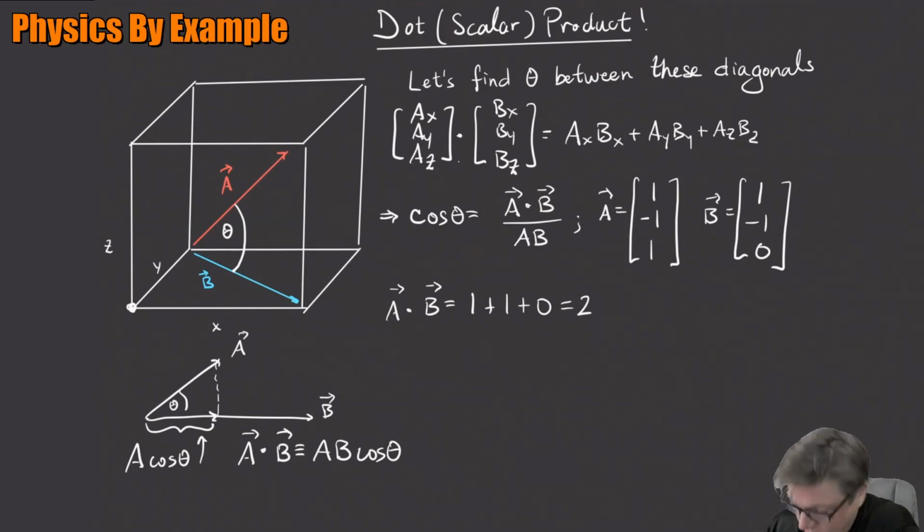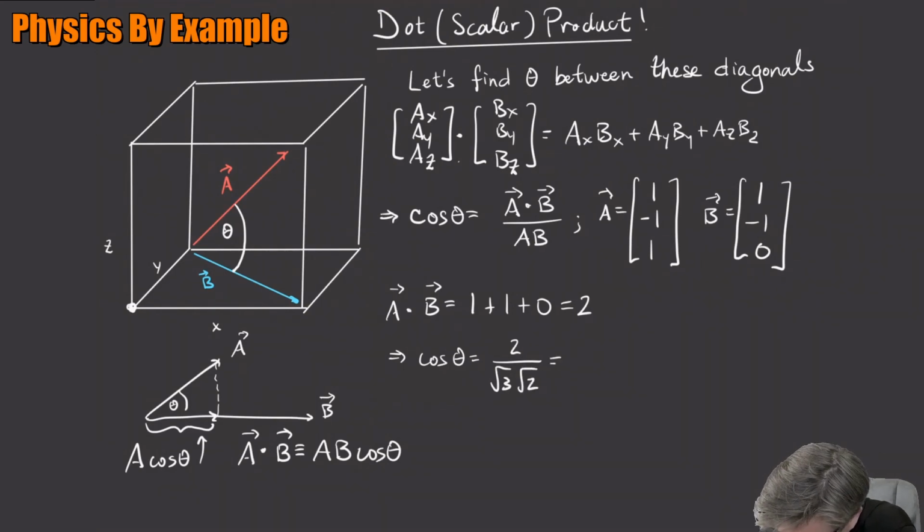So now I'm almost home, right? So cosine of theta is just going to be A dot B. Well, we already found that. That's 2 divided by the product of the lengths of A and B. Okay, now I just need the lengths of those vectors. Well, that's pretty easy because the length is just the square root of x squared plus y squared plus z squared. Look at A. The square root of x squared plus y squared plus z squared, so that's going to be the square root of 3. And what's the length of B? Looks like the square root of 2. So this is just going to be 2 over the square root of 6.